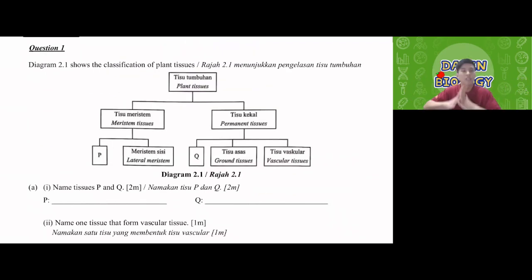Okay, let's look at page number 19. Continue this one. All right, so it's a recap of everything we just did today. So number one, A, name tissue P and Q. So look carefully at this diagram. You have plant tissues, meristem tissue, and permanent tissue. P is apical meristem, and you got lateral here. Then Q, ground tissue, vascular, and what's the other one? Vascular means xylem, phloem, ground is the support one, and then the surface one, epidermal.